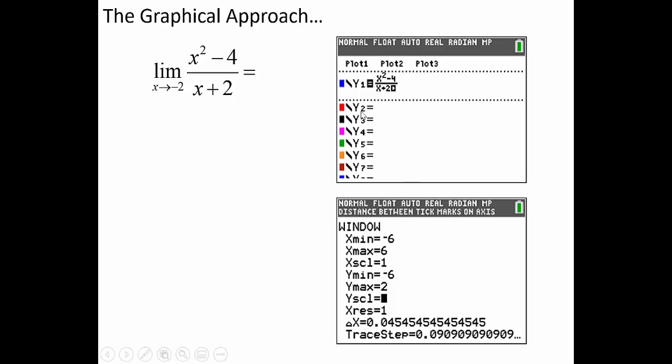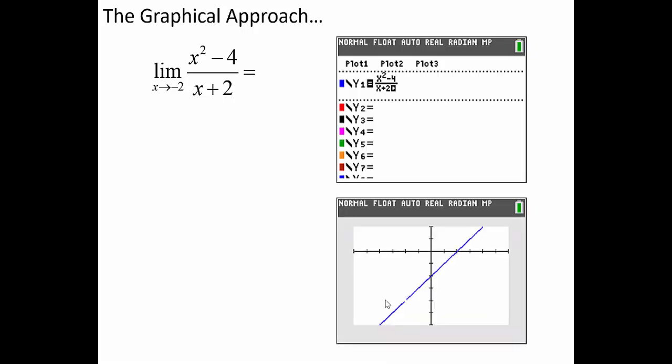So notice I've got on the y equals screen x squared minus 4 over x plus 2. And just to make sure that we are all seeing the same thing, here is the window that I'm using. Negative 6 to 6 in the x direction, and then negative 6 to 2 in the y direction, and I accidentally covered this up. The y scale should be left at 1. So when I graph it, this is the graph that I get. Now, depending on what calculator you're using, you may get something that looks a little bit different.